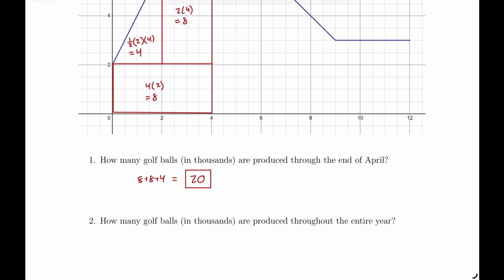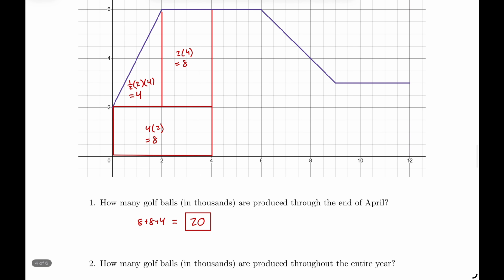Now we need to consider the entire year. So we have that 20 in mind. I would say let's just split this up again into shapes. Actually, use a different color. So we have a triangle here, a rectangle here, and another rectangle here.